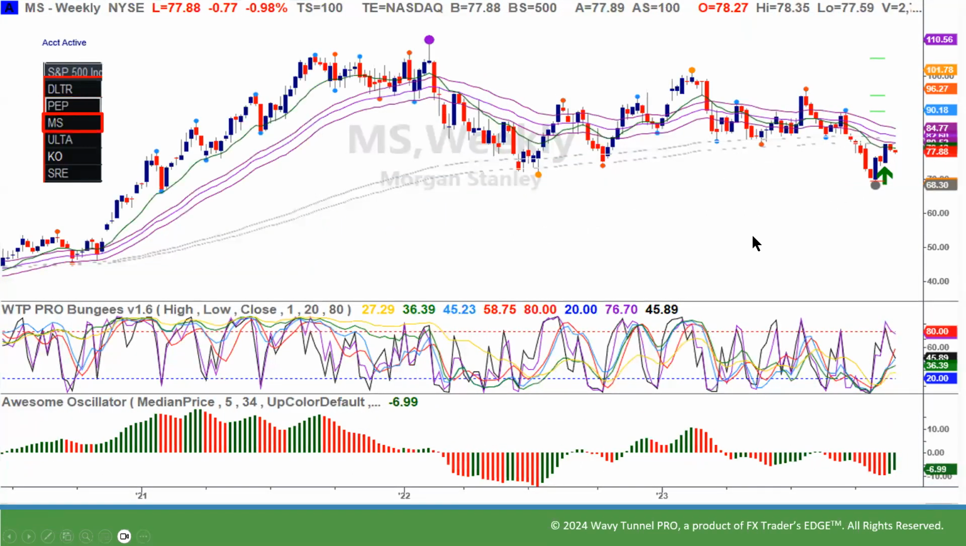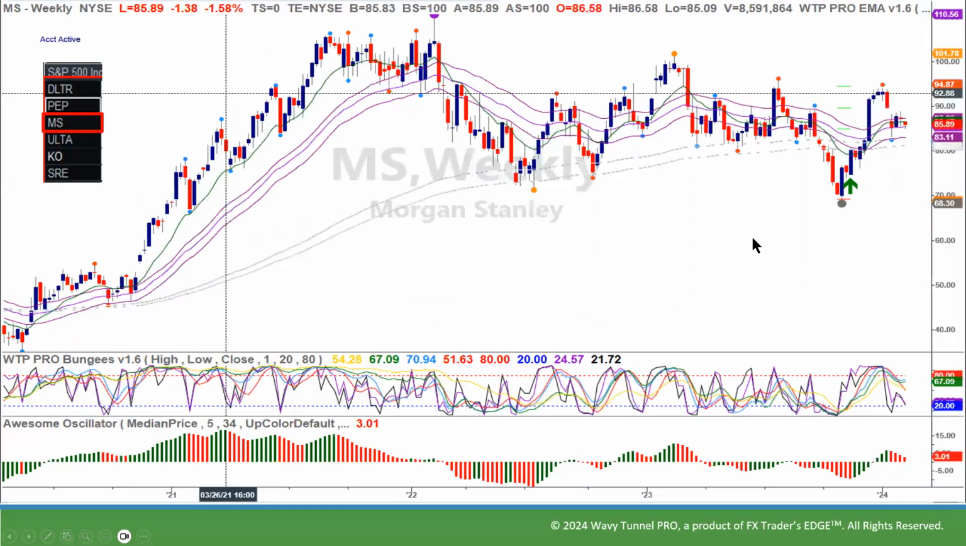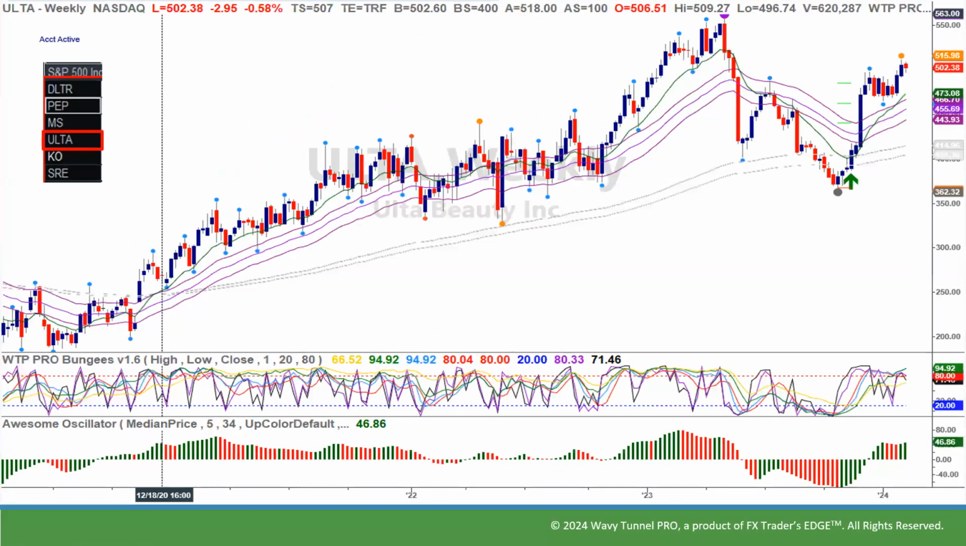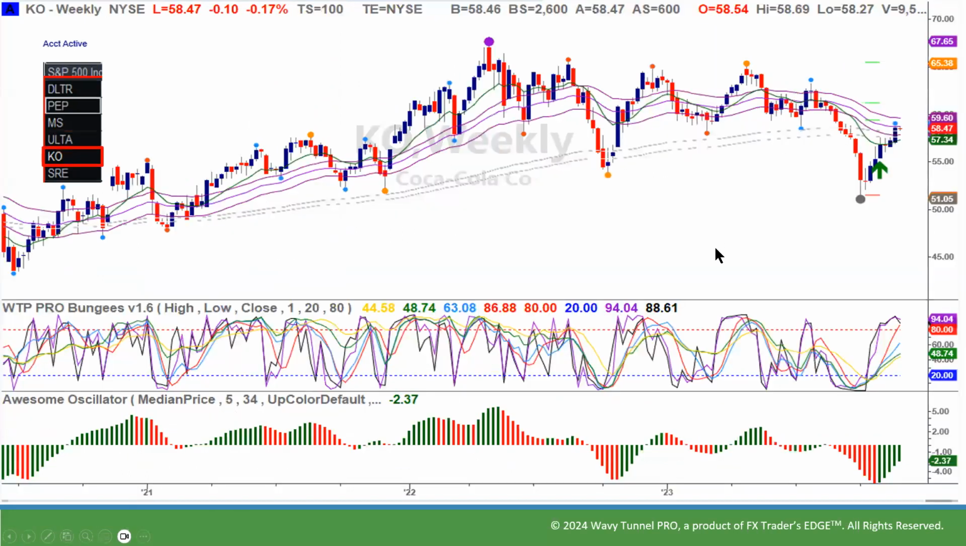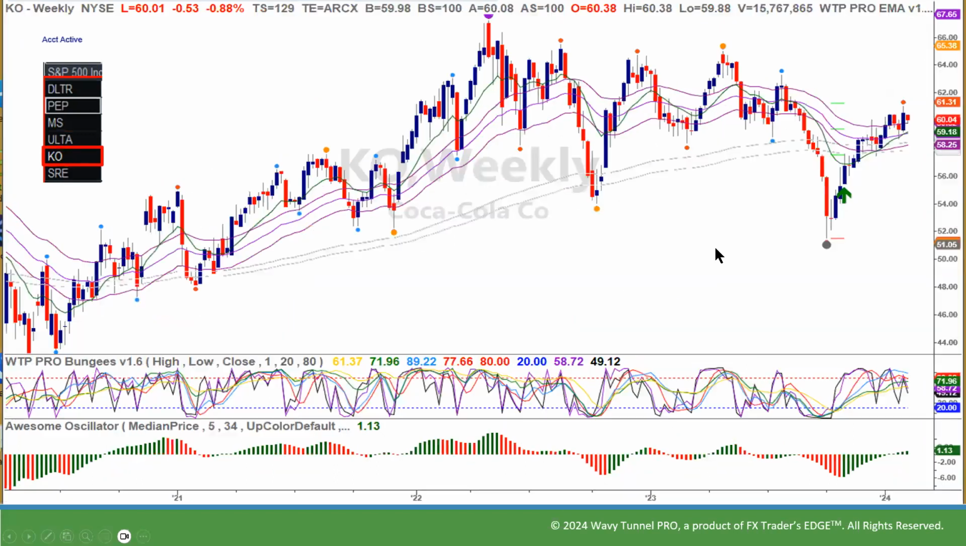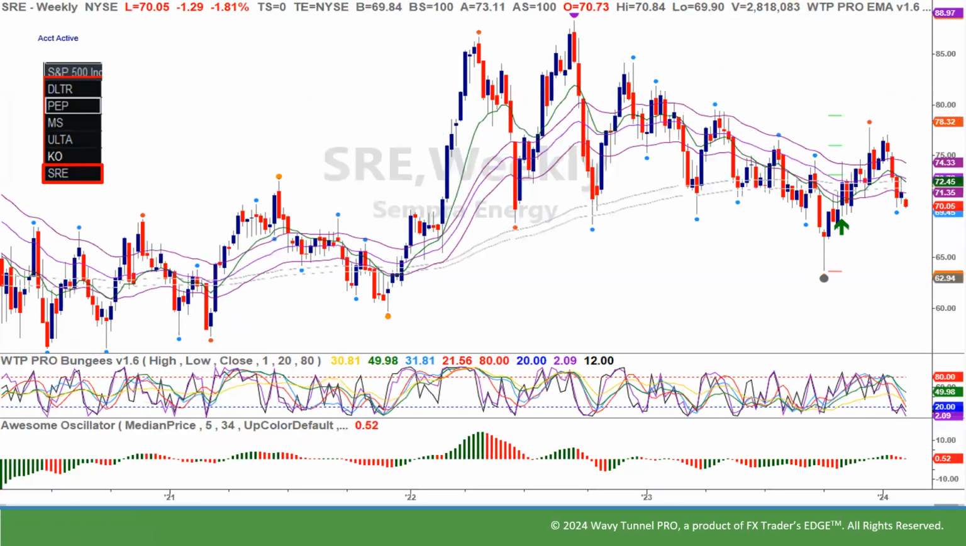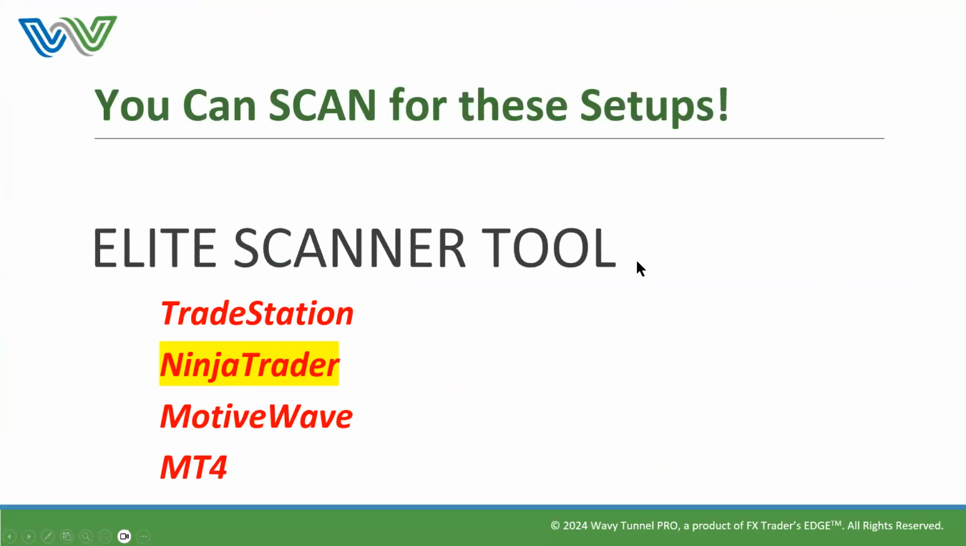And this is Morgan Stanley. It hit 3 profit targets. This is Ulta. It hit all profit targets. This is Coca-Cola. It hit close to the 3rd profit target. This is SRE. Okay, it hit close to the 3rd profit target and then came down. So very important to take your profits.